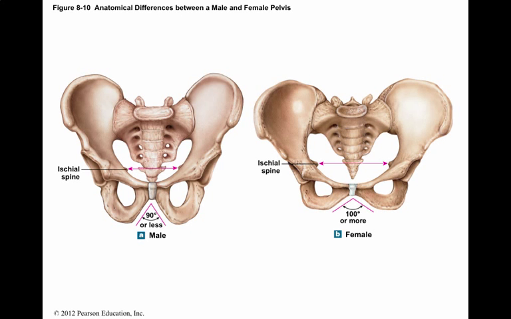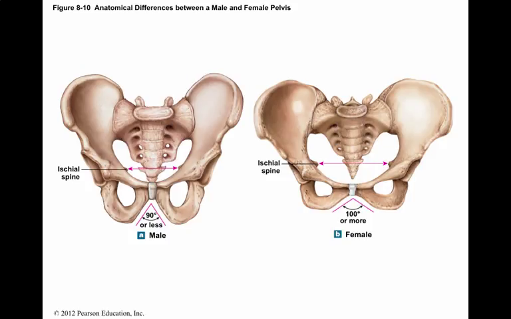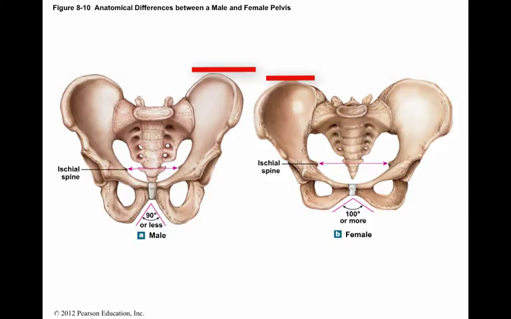Here we see a comparison between the male and female pelvis. The shape of the female pelvis is different from that of a male. Females have much smoother and lighter bones with less prominent markings. Females have other skeletal adaptations for childbearing, which include an enlarged pelvic outlet, a broader pubic angle, greater than 100 degrees, less curvature of the sacrum and coccyx, and a broad pelvis that doesn't extend as far superior.